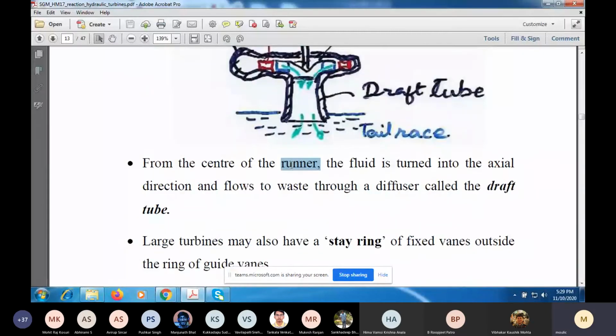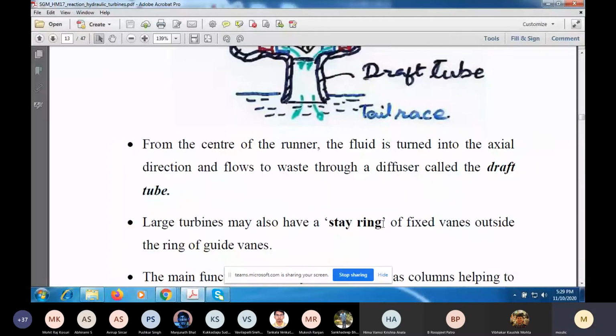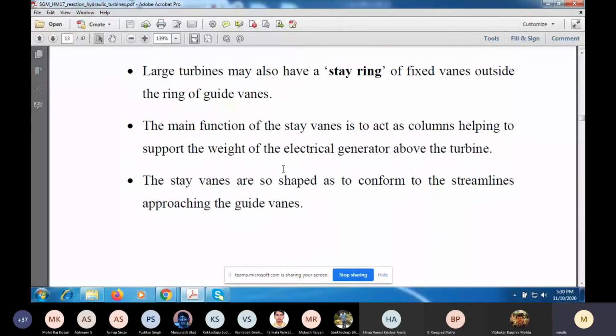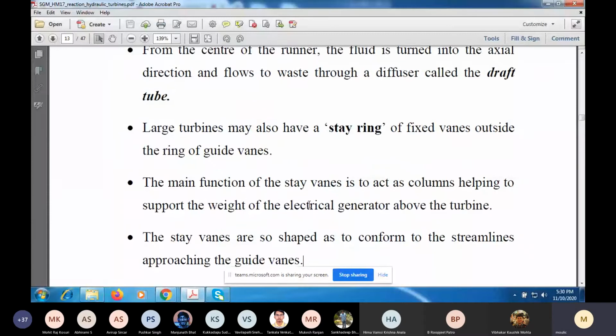Now, from the center of the runner, the fluid is turned into the axial direction and it flows to waste through this diverging passage or tube, which acts like a diffuser and is called a draft tube. Now, if you have larger turbines, you may also have what are called stay rings outside the ring of guide vanes, which act as columns which help to support the weight of the electric generator, which is usually mounted above the turbine. And the stay vanes are so shaped as to conform to the streamlines approaching the guide vanes. But this, of course, is not there in the smaller turbines.